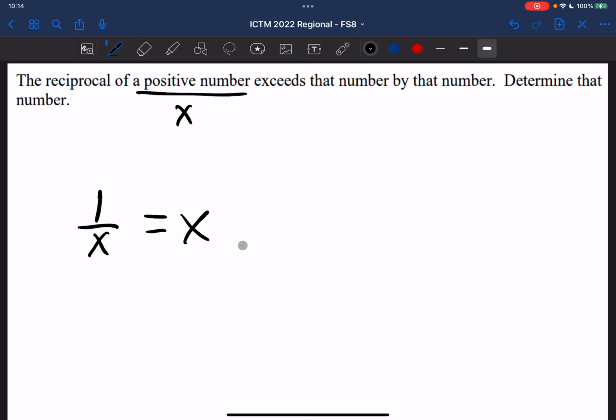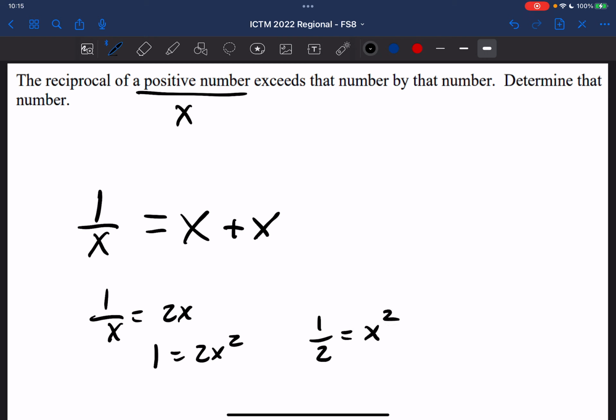So to make them equal, I would have to add x a second time. So what is that number? So this is equal to 2x. So if I multiply the x over, we get 2x squared. So 1/2 equals x squared. So we get the square root of 1 over the square root of 2 equals x.